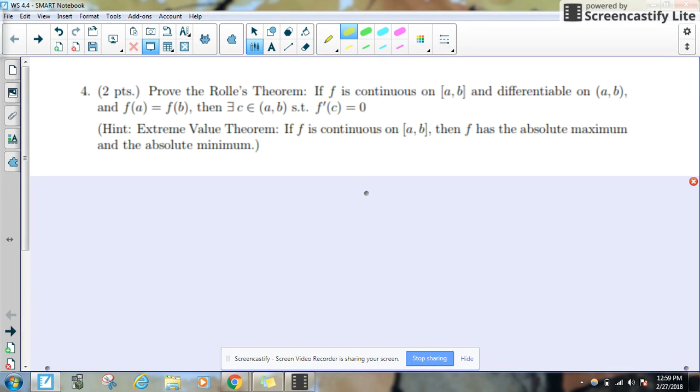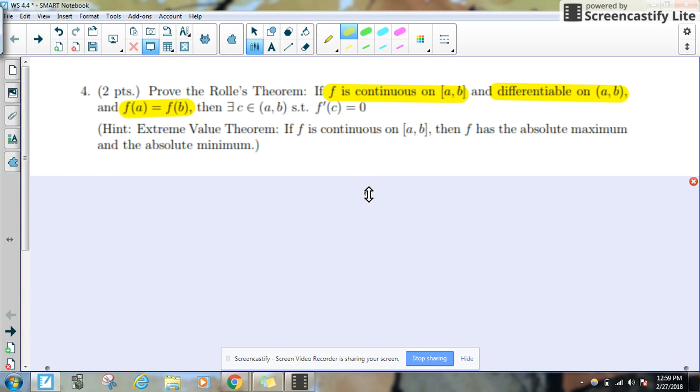So this is a proof of Rolle's theorem, which states that if f is continuous on the closed interval a to b and differentiable on the open interval a to b, and also that f of a is equal to f of b, then there must exist some value of c on the interior of a to b such that f prime of c is equal to 0, which means the derivative is equal to 0. And we're able to use the extreme value theorem here without proof.